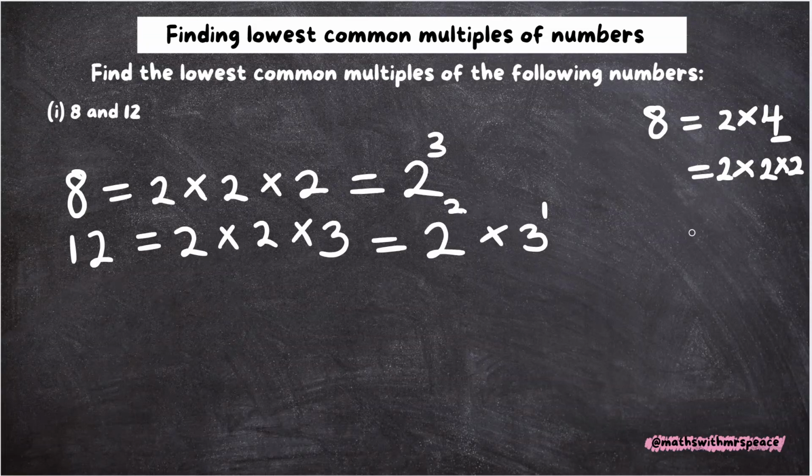The same goes for 12. If you can't break down 12 straight away into 2 times 2 times 3, you can begin by breaking it into 2 factors first. You know that 12 is 2 times 6, right? 2 is in the lowest form already, but you can break down 6 into 2 times 3. So 2 times 2 times 3 will give you 12. That's how you come about this expression on the left-hand side. Moving on, you have expressed this in index form. How do you use that to find your LCM?